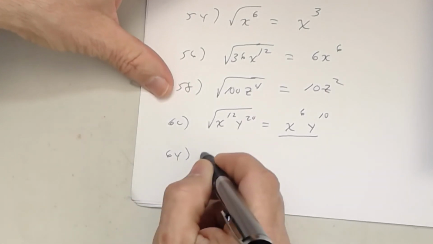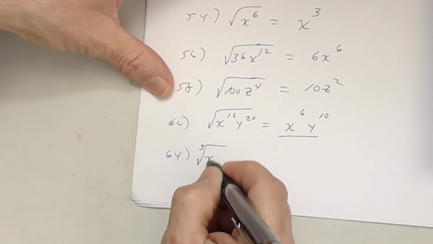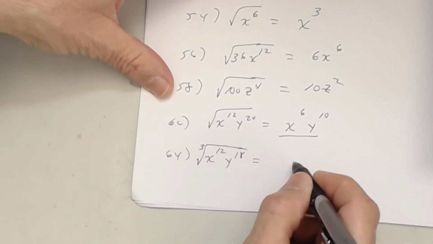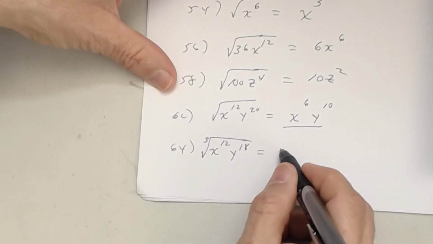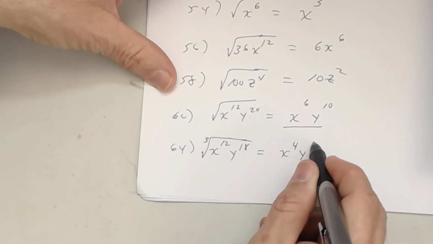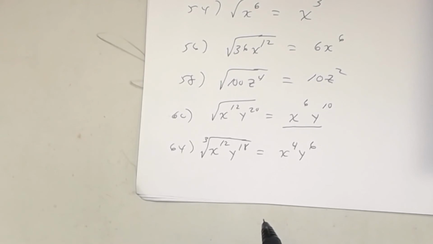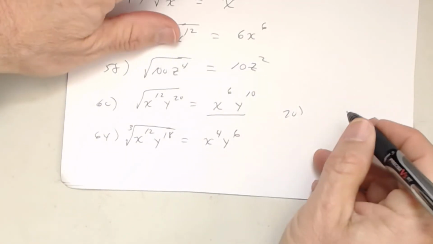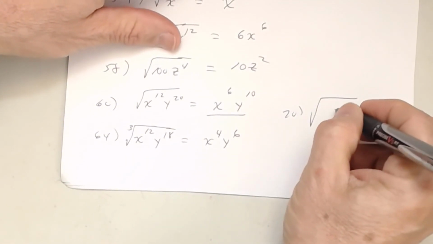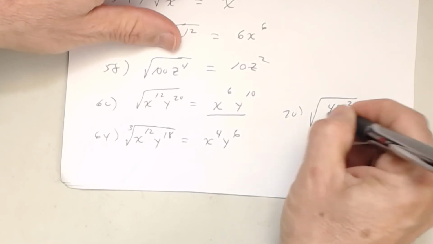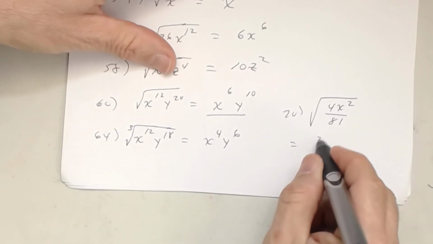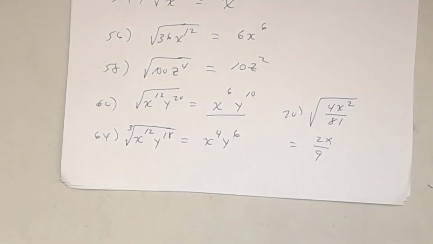64. Cube root, x to the 12th, y to the 18th. What is that? X to the 4th, y to the 6th. And then 70. You have the square root of 4x squared divided by 81. 2x over 9. That's all this section was.